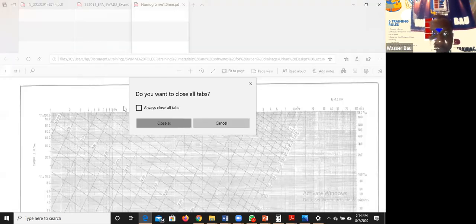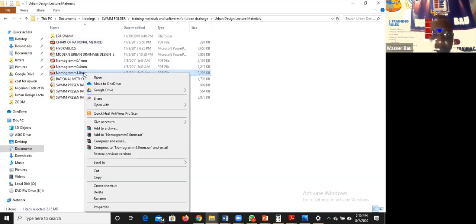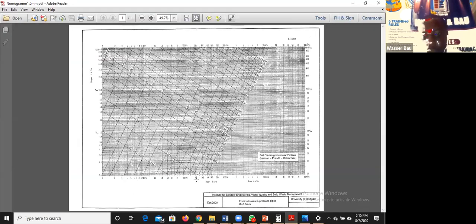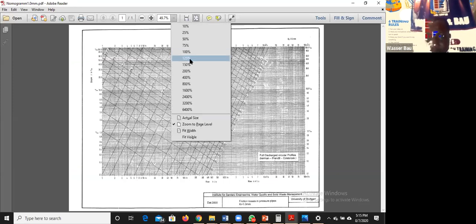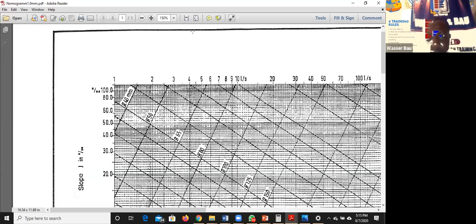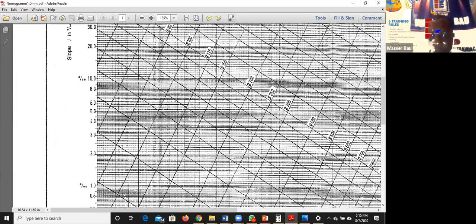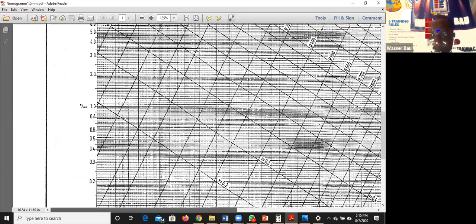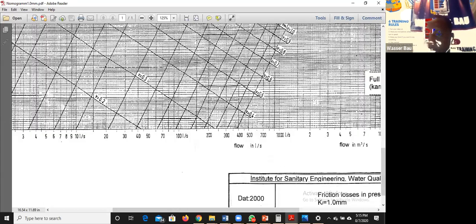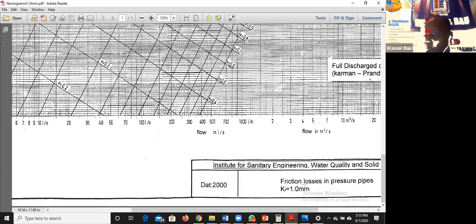Oh, sorry. I want to open it with Adobe. Very important for me. So opening it with Adobe. Look at this place now. You see that the chart is now showing you a roughness factor of 1.0, which is for concrete.